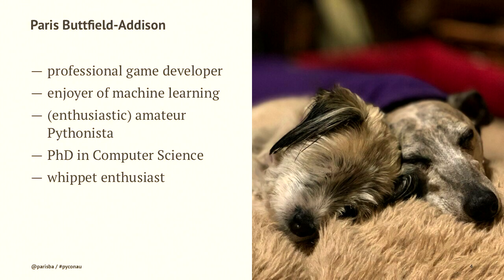I'm a professional game developer. I do lots of things. I'm an enthusiastic amateur at machine learning, only recently embracing it and doing a lot of machine learning things. Professionally, I'm a game developer. I'm also a very amateur Pythonista. I don't really know how Python works. It kind of confuses and frustrates me all at once. Most of my programming world is Swift and C#. So I like Python. I love using Python. I don't really understand Python. Despite that, I do have a PhD in computer science that I somehow tricked a university into giving me.